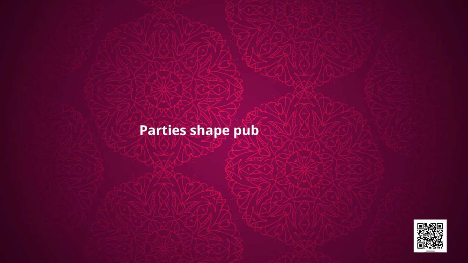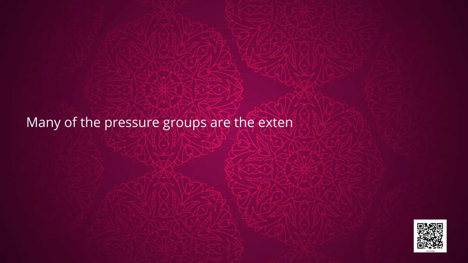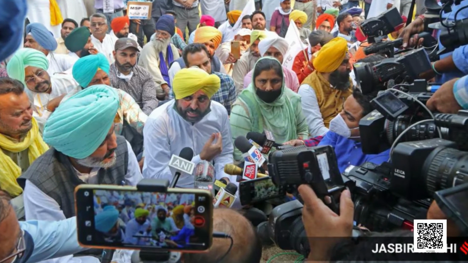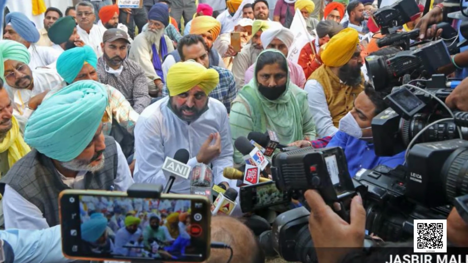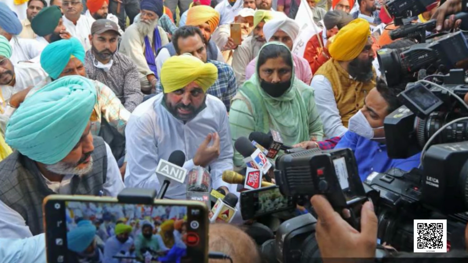Next, parties shape public opinion. They raise and highlight issues. Parties have lakhs of members and activists spread all over the country. Many of the pressure groups are the extensions of political parties among different sections of society. Parties sometimes also launch movements for the resolution of problems faced by people. Often, opinions in the society crystallize on the lines the parties take.